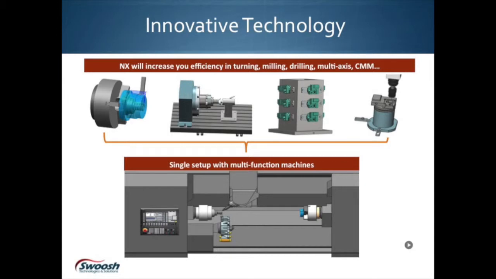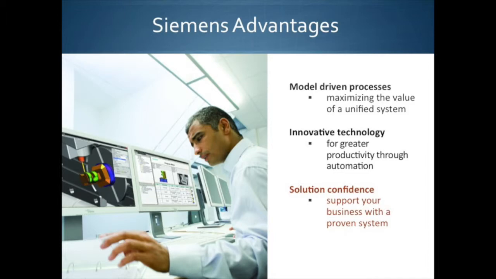Innovative technology. NX can increase your efficiency in turning, milling, drilling, multi-axis, CMM, documentation, etc. Many products need to be manufactured with multiple setups across multiple styles of machines. We have seen how master models ensure we have the correct data all the time. Now let me go ahead and show you in detail how NX CAM can drive productivity and time saving to your business. The Siemens Advantages. Solution confidence.